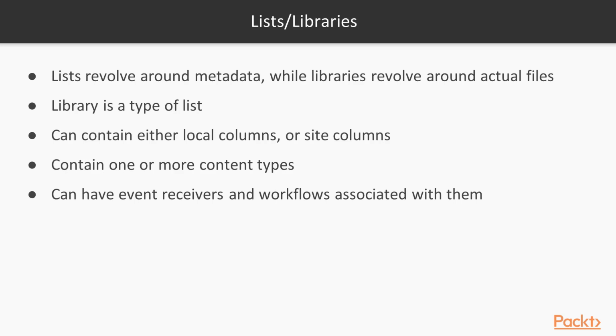Actually, there is not so much distinction between a library and a list beyond the first point that I made. Library at the code level is a type of a list. To recap, a library or list can contain either local or site columns, and they can contain one or more content types. Also, lists and libraries can have event receivers and workflows associated with them.